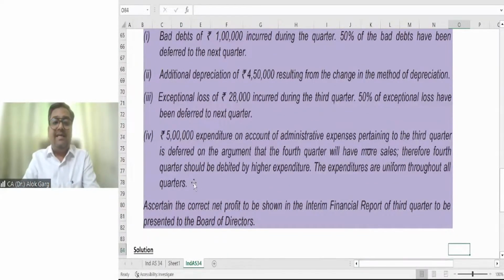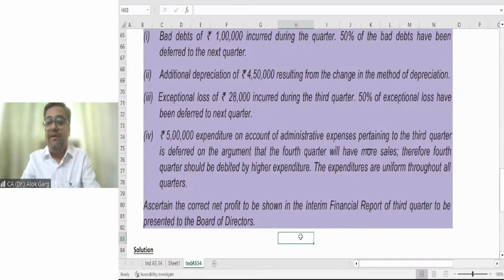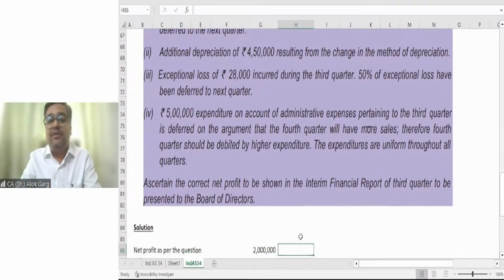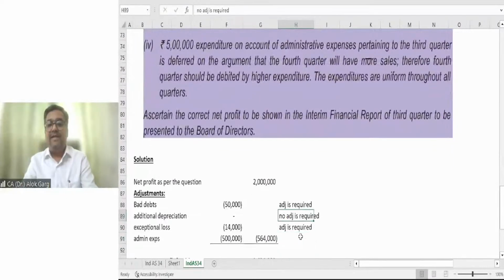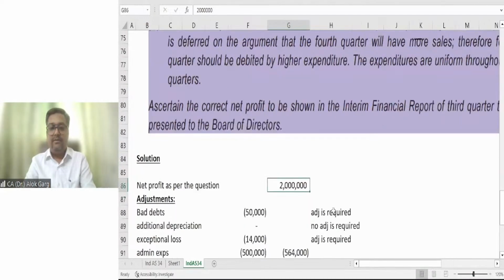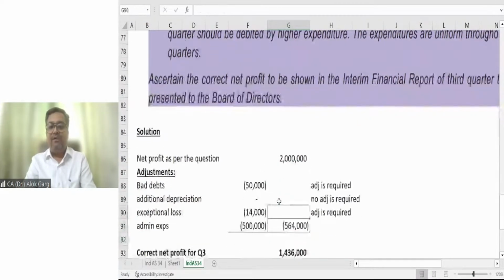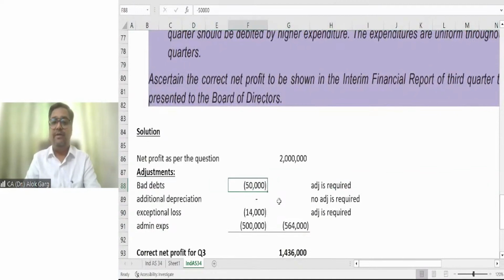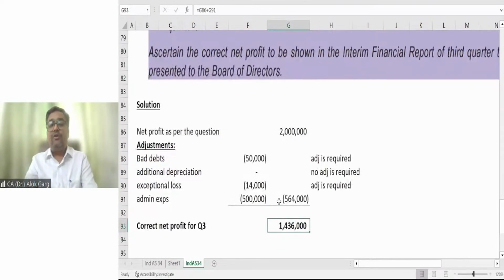Okay. So it says to ascertain the correct net profit to be shown in the interim financial report of the third quarter to be presented to the board of directors. Right. So friends, in this case, the net profit as per the question is 20 lakh rupees. Bad debt of 50,000 rupees, which the company has deferred to the next quarter, is required to be adjusted. Additional depreciation, no adjustment is required. Exceptional loss of 14,000 is required to be adjusted. 5 lakh rupees of admin expenses is required to be adjusted. Your correct net profit should be 14,36,000, which is going to be reported in the third quarter. This is how this adjustment is going to happen.